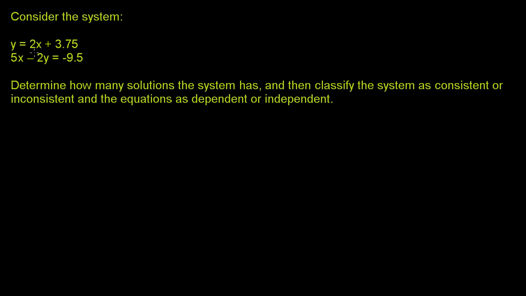Consider the system y is equal to 2x plus 3.75 and 5x minus 2y is equal to negative 9.5. Determine how many solutions the system has, and then classify the system as consistent or inconsistent, and the equations as dependent or independent. So let's just review a little bit what all of these words mean.